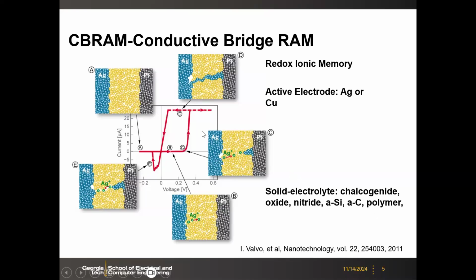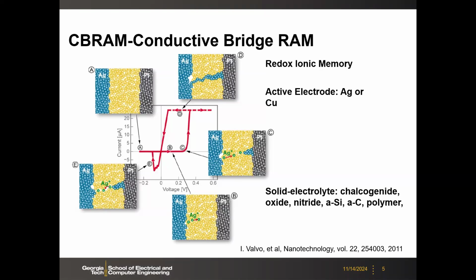Once the silver diffuses from one electrode to the other one, it will deposit on the other electrode. And then the filament will grow this way. Once the filament connects those two electrodes, the current can flow, and you jump from the high resistance state to the low resistance state. And then if you reverse the voltage polarity, the diffusion will go in the other direction. You will dissolve the filament, and the device goes back to the original state.